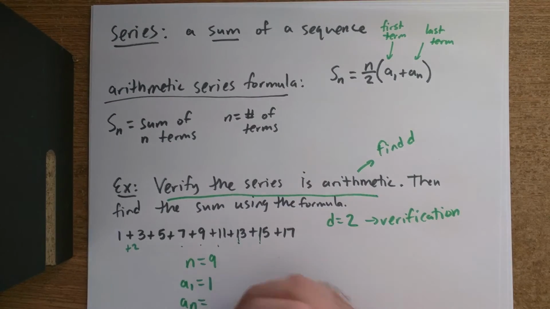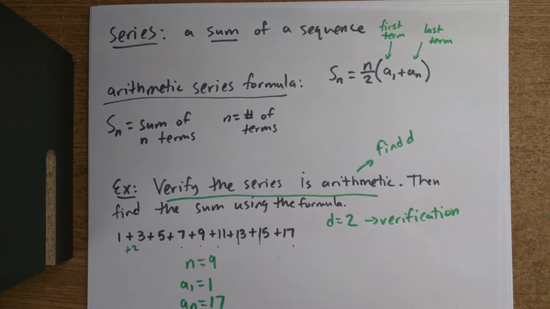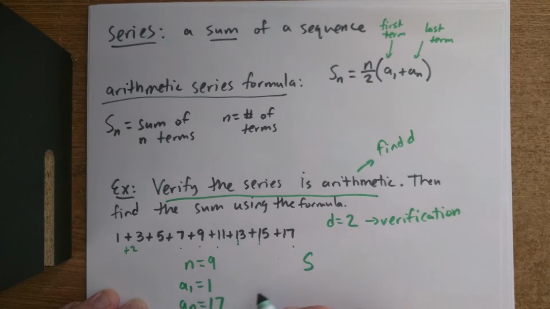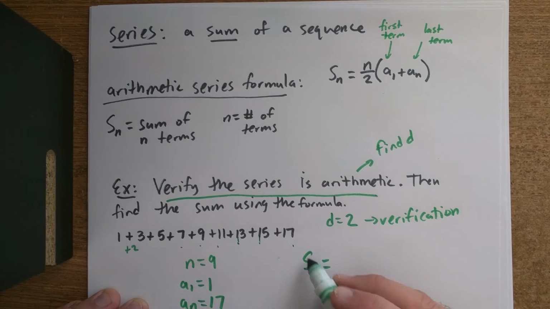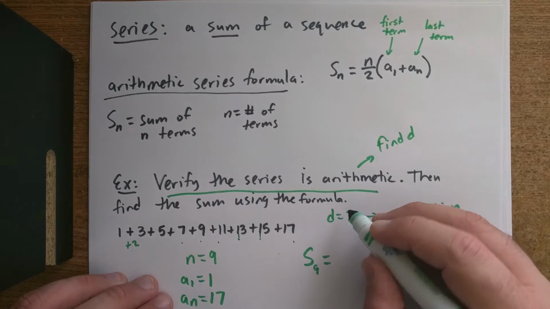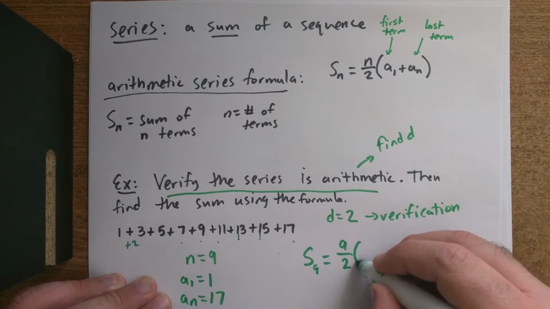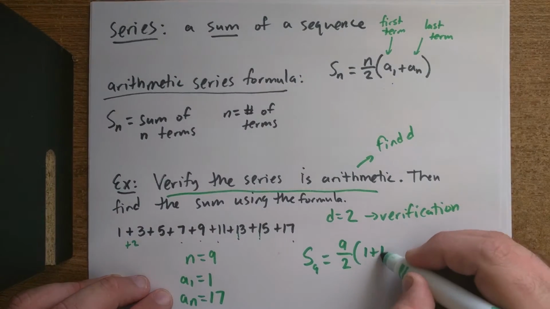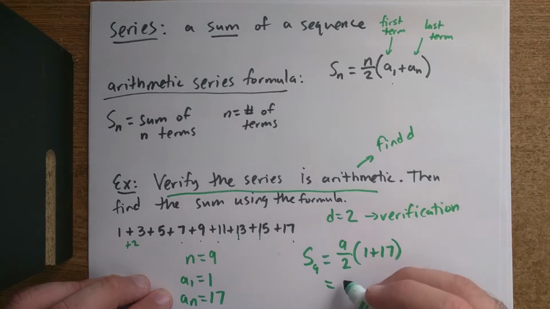A sub n is your last term, which is 17. Plug into the formula. So S sub n becomes S sub 9. That's just notation. It's just saying add the 9 terms up. N over 2 becomes 9 over 2. On the inside, we have the first term plus the last term. That's 1 plus 17.